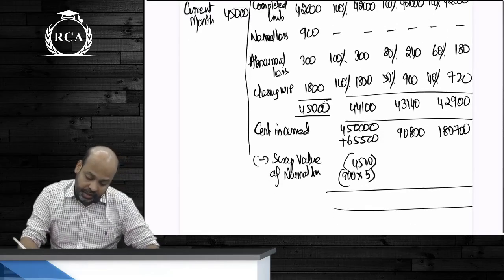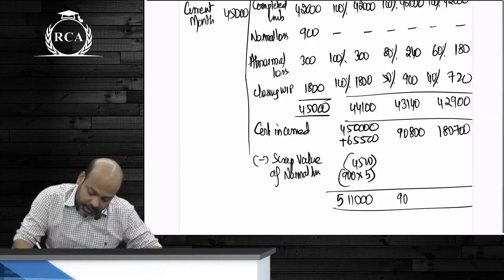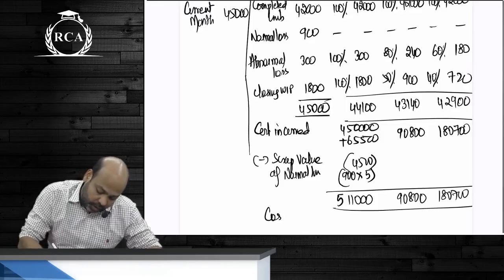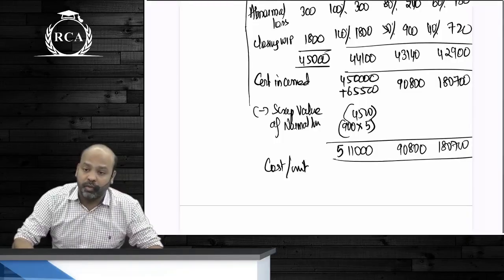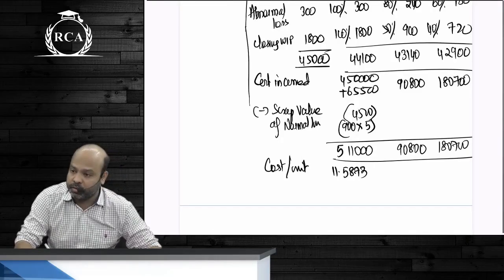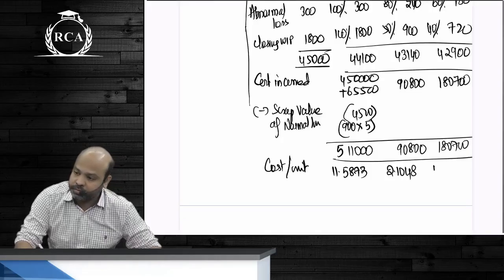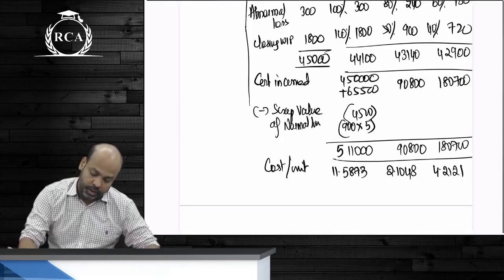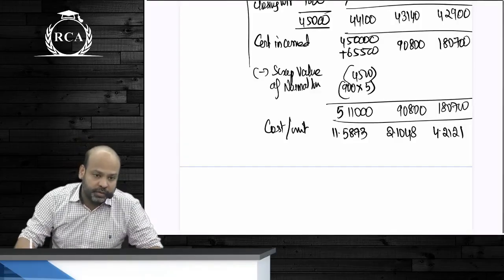So our effective cost will be 5,11,000 for material, 90,800 for labor and 1,80,700 for overheads. Once we do this, you can arrive at the cost per unit. Divide this by 44,100 units. 5873. How much for labor? 1048. Overheads 4.2121. This will be the amount of overheads.